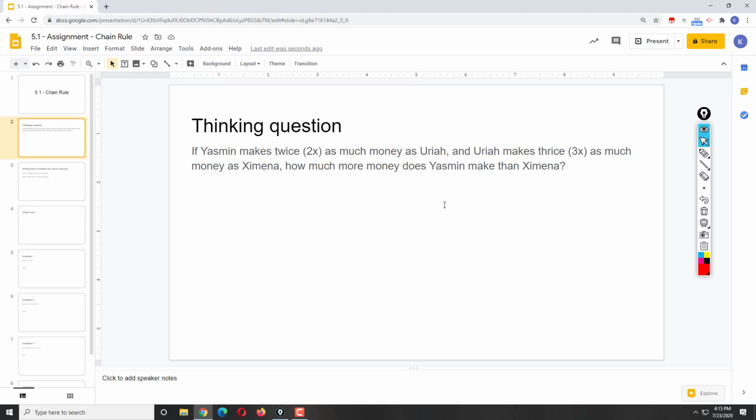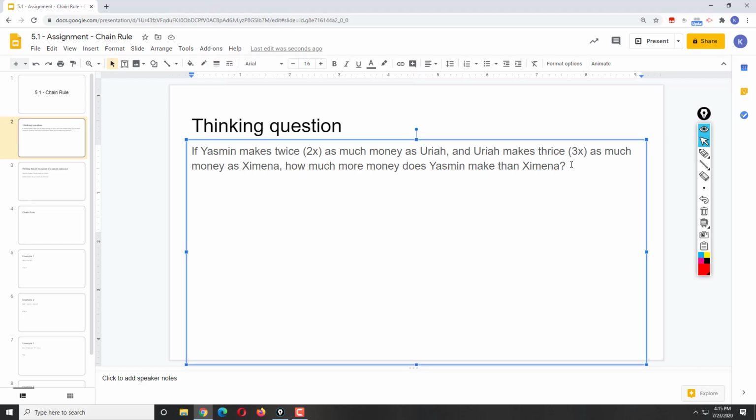If Yasmin makes twice, meaning 2 times, as much money as Uriah, and Uriah makes thrice, meaning 3 times, as much money as Jimena, how much more money does Yasmin make than Jimena? Well, intuitively, if Yasmin makes twice as much as Uriah, who makes 3 times as much as Jimena, then Yasmin makes 2 times 3, which is 6 times as much money as Jimena.